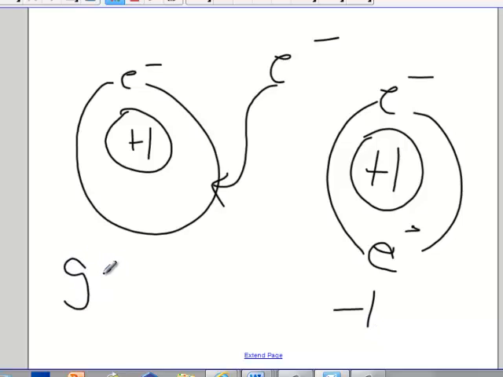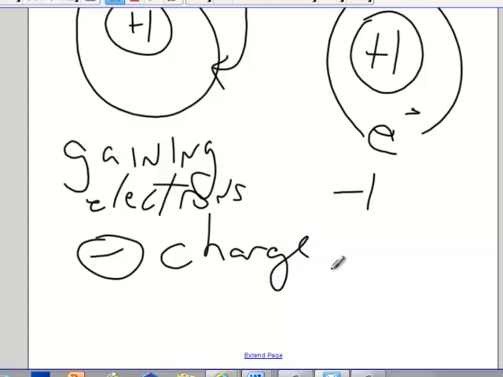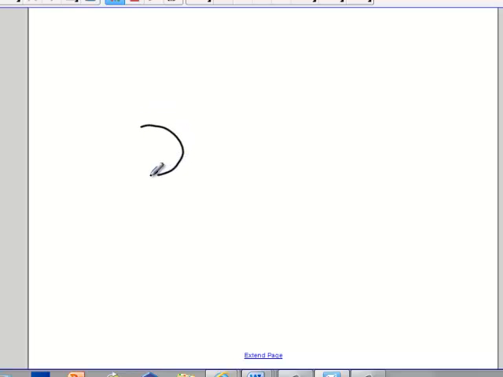So gaining electrons, negative charge. Gaining electrons, that's a negative charge. These are called anions, negatively charged ions. Let's practice a couple of those. Let's think about those nuclear symbols.